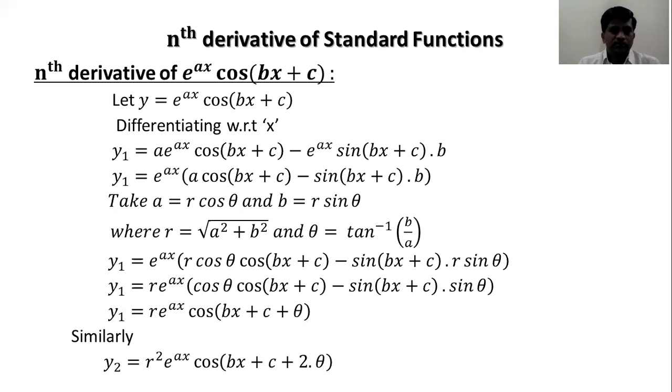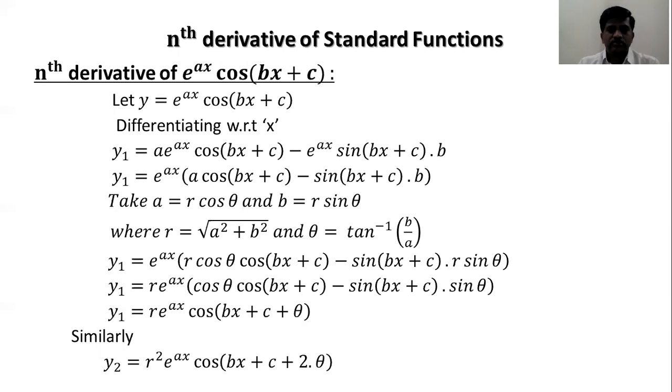Let us take r common factor and the rest of the term cos theta into cos(bx plus c) minus sin(bx plus c) into sin theta. See, this term looks like cos A into cos B minus sin A into sin B is equal to cos of (A plus B). Here A value is bx plus c, B value theta. That is y1 is equal to r into e^(ax) into cos of (bx plus c plus theta).